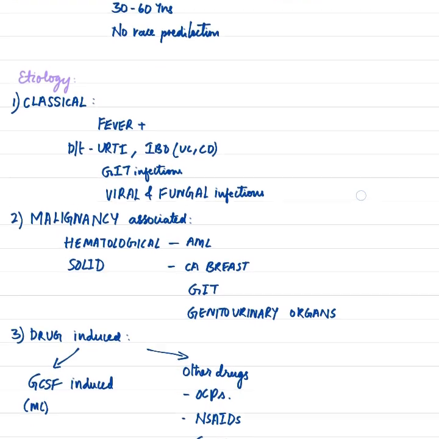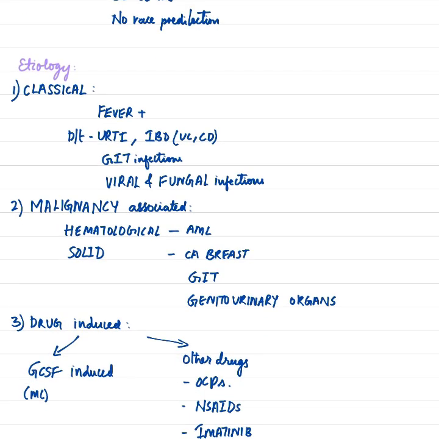Coming to etiology, on the basis of etiology, Sweet syndrome is divided into three groups: the classical group, the malignancy associated group, and the drug induced group. The classical group is characterized by the presence of fever, and it occurs due to upper respiratory tract infections, inflammatory bowel disease such as ulcerative colitis and Crohn's disease, gastrointestinal tract infections, and viral and fungal infections.